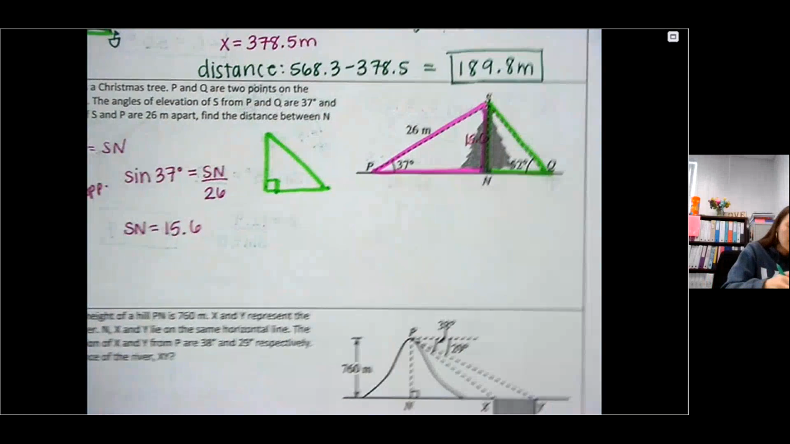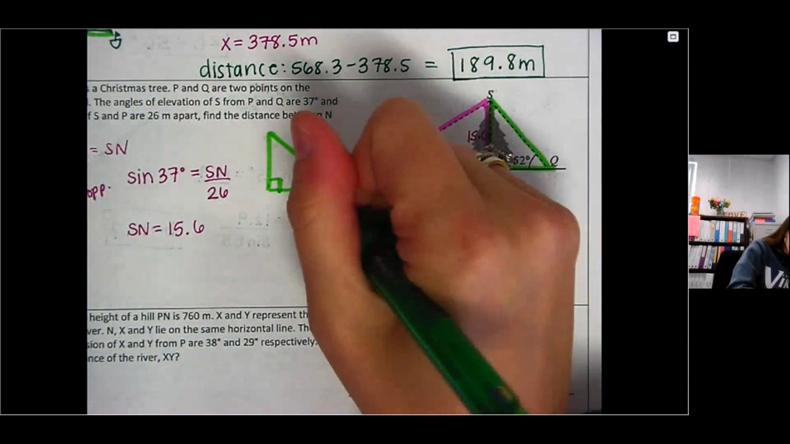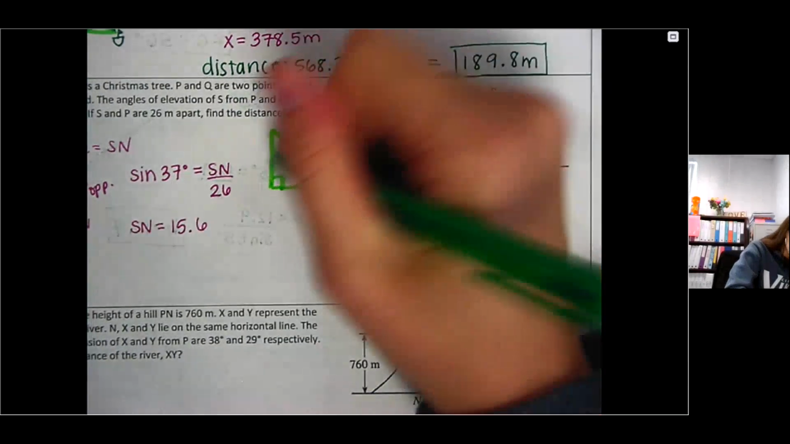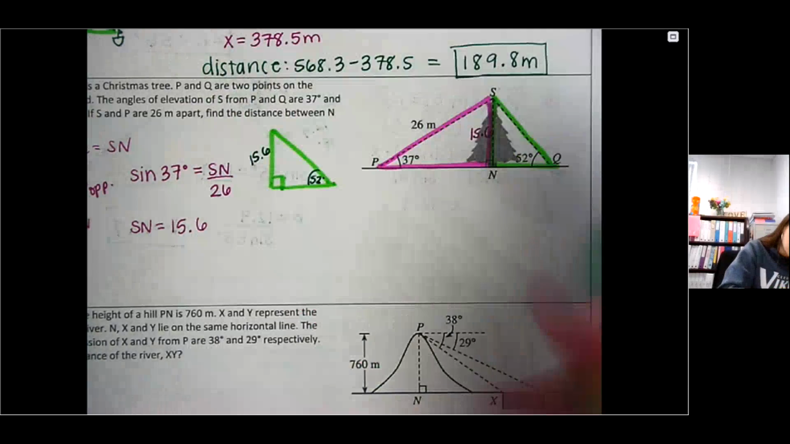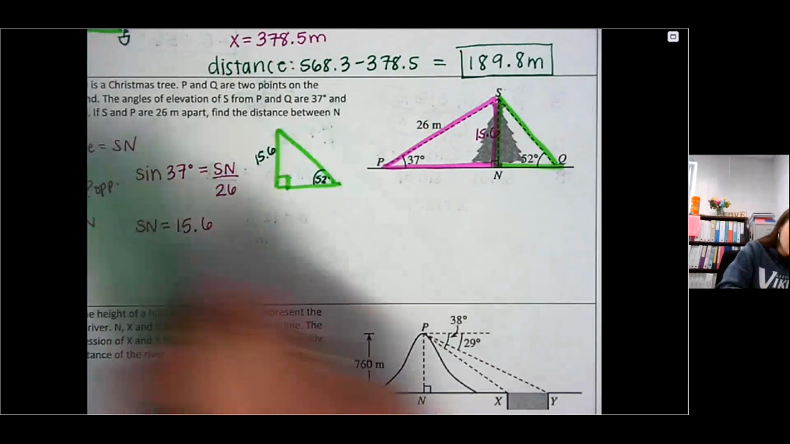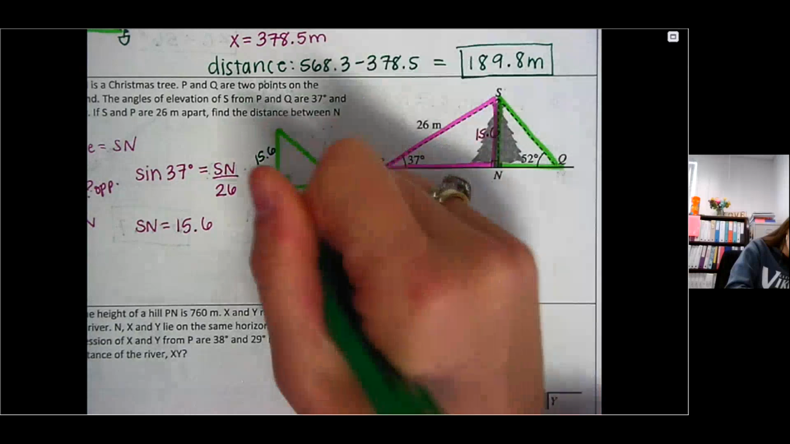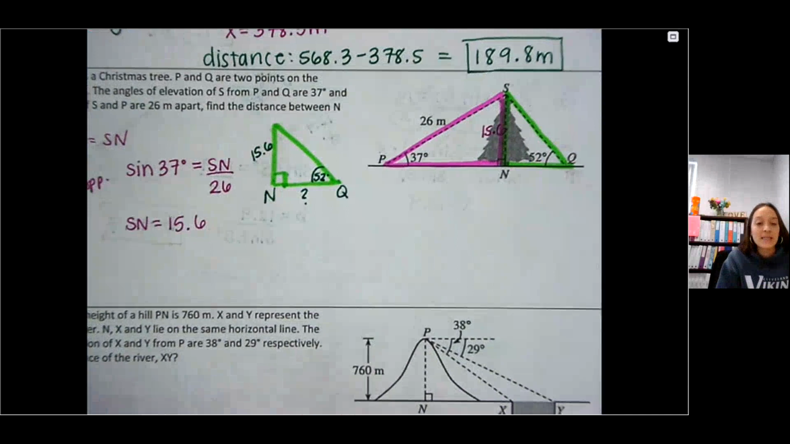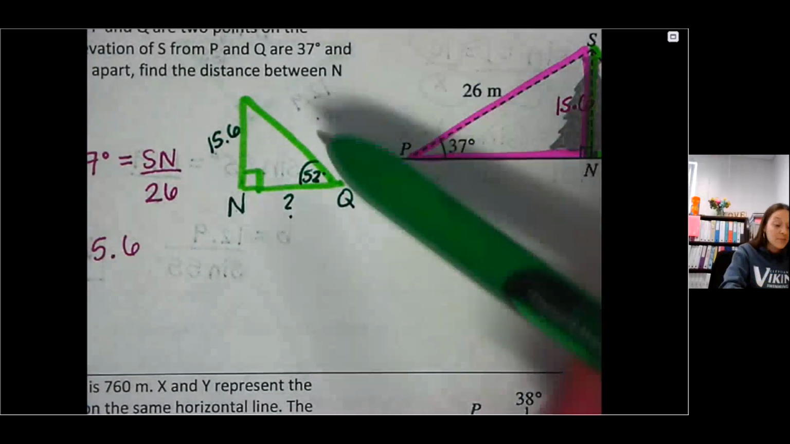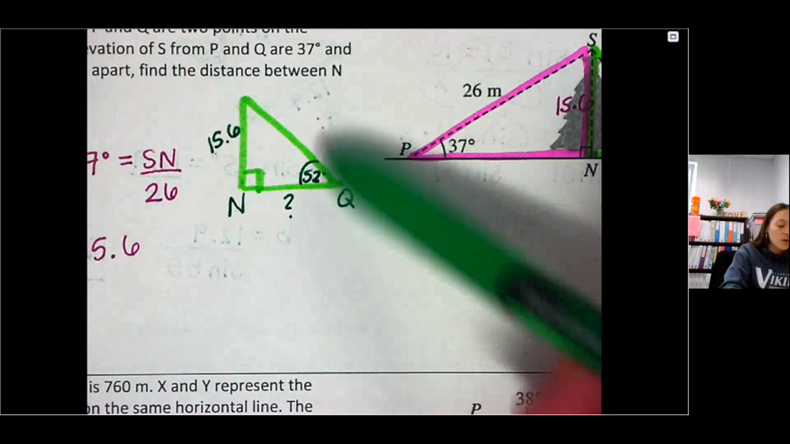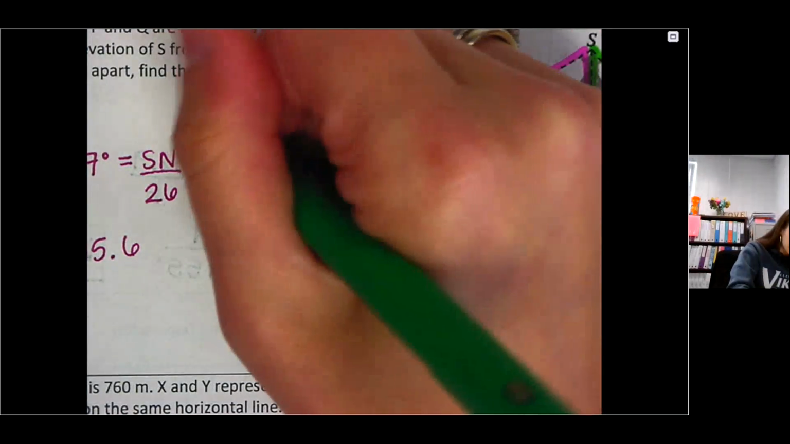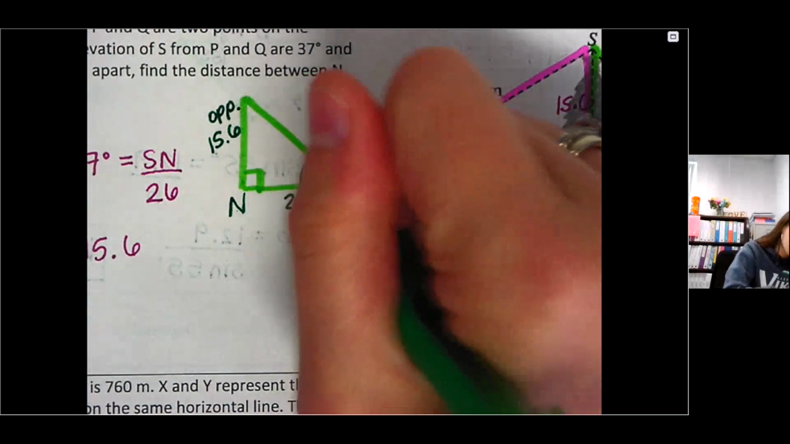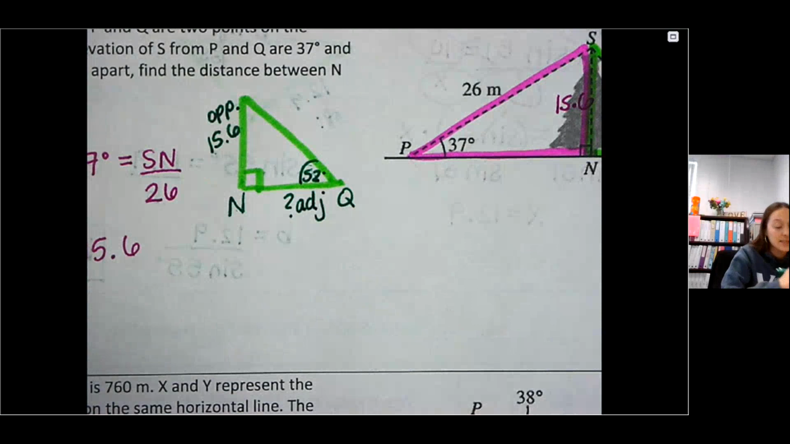So in the green triangle, I know that my angle Q is 52. I know this opposite side over here is 15.6 because that's what I just figured out. And I'm trying to find the distance between N and Q. So that's this bottom length right here. So that's my question mark. Okay, so I label my sides. Across from the 90 is the hypotenuse, but there's no hypotenuse. So across from the 52 is my opposite. And next to the 52, my question mark is the adjacent. Opposite and adjacent uses tangent.